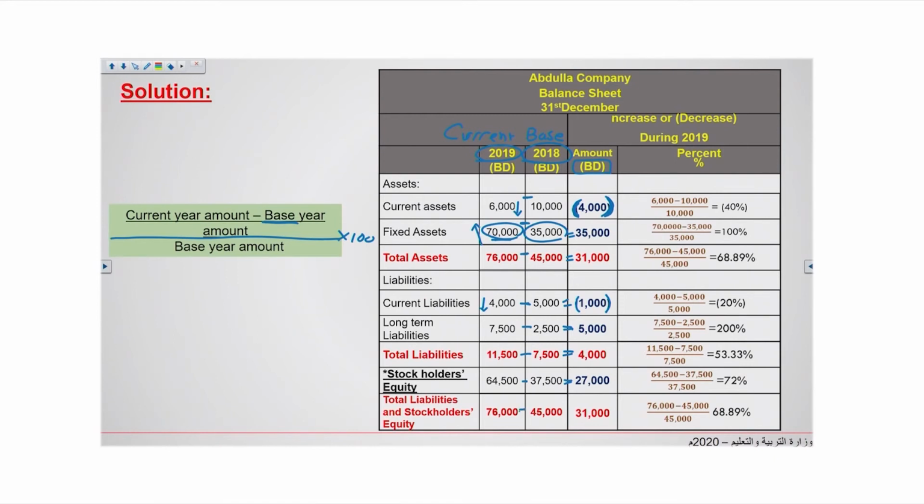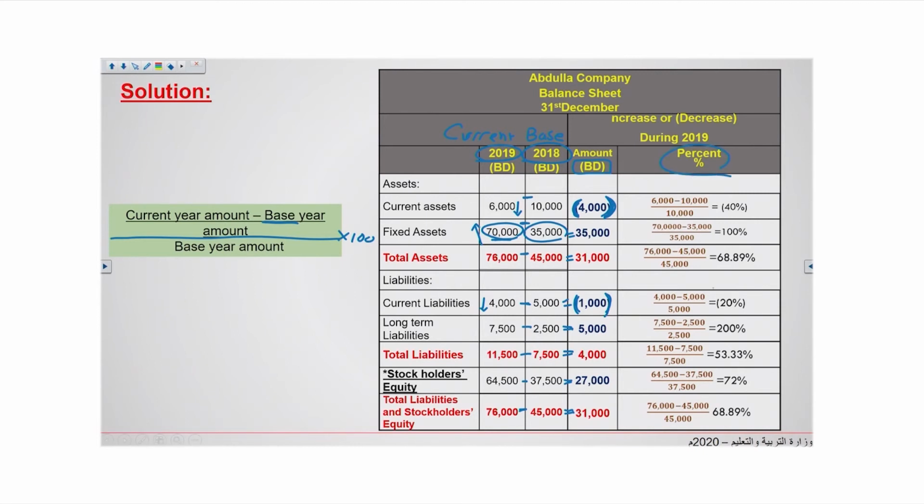For total liabilities and stockholders' equity, also the same. Okay, so when the current year is less than the base year, the amount will be minus. We have to put it between brackets. Okay, let's see how to calculate the percentage.